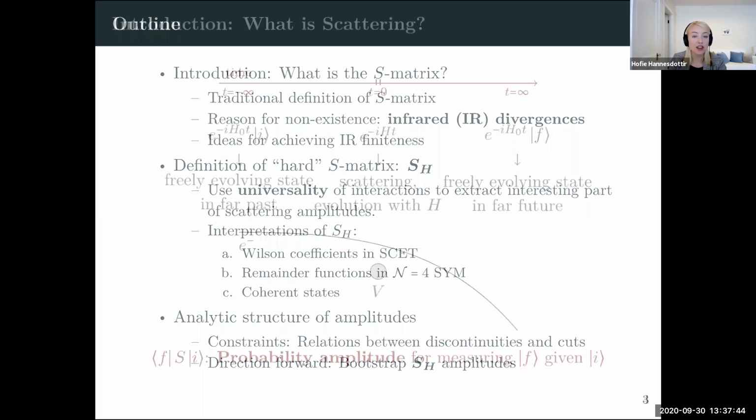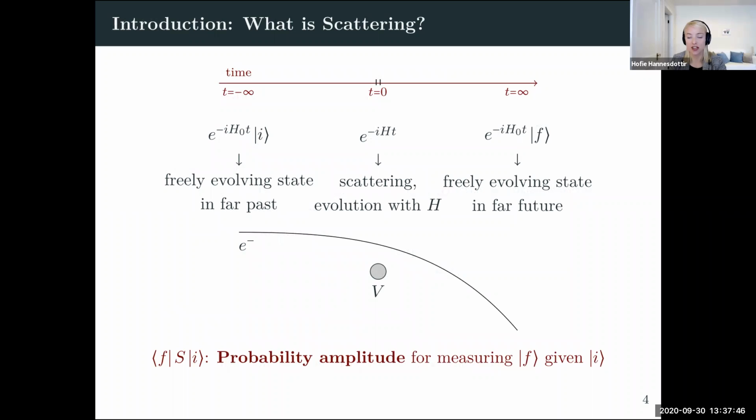But let's start with the traditional definition of the S-matrix. And first ask the question, what is scattering? What do we mean by scattering, and what do we mean by the S-matrix? The traditional picture is the following. We start in the far past, when time goes to -infinity, with some state that's freely evolving. So this I here is a Heisenberg picture ket. So this combination here represents a freely evolving state in the far past.